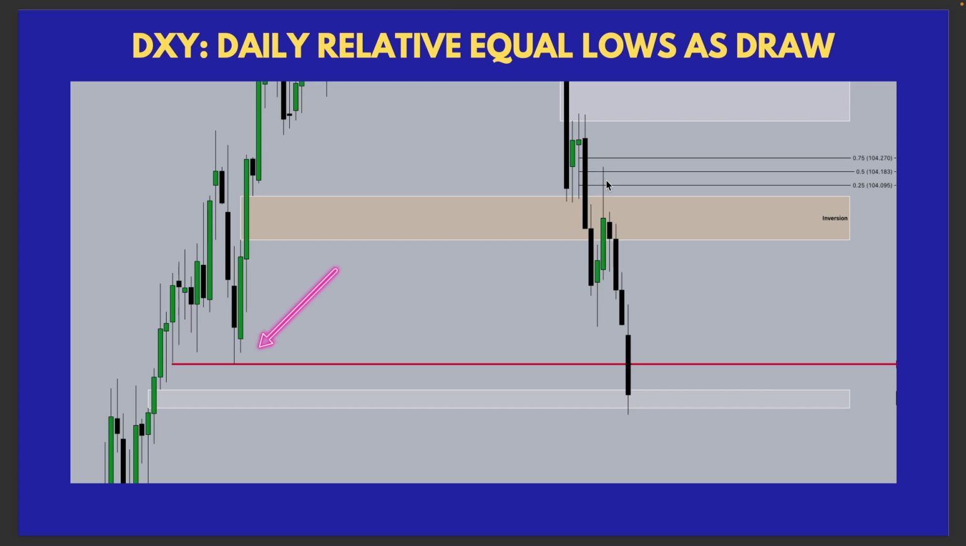And then we tap into it, displace lower, and begin to sell off towards these relative equal lows and this inefficiency. But we're going to backtrack and go to the lower time frames and see how we made our way down there today and yesterday.